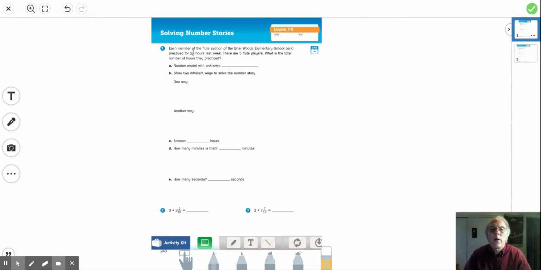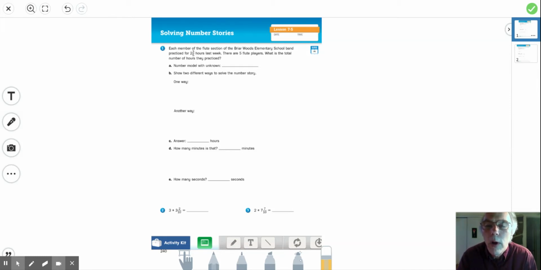Okay, so we are on lesson 7-5, which is solving number stories. And this is all about multiplying fractions by whole numbers. So pages 240 and 241 in your math journal, and right here on this template. So let's see. We're looking at this one problem for number one, which is also connected to problem four. So I'm going to go do problem four in a minute here, and you all will do problems one, two, three, and some other problems on the next page.